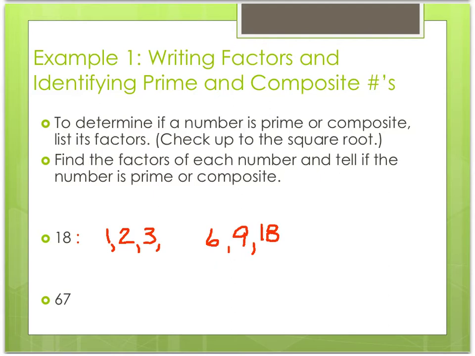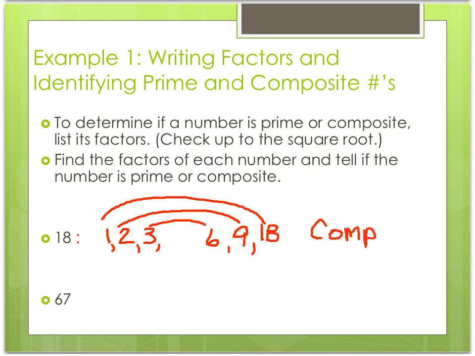Some of you might have remembered in 5th grade calling this rainbow factors: 1 and 18, 2 and 9, 3 and 6. Same kind of method. But anyway, the factors of 18 are 1 and 18, 2 and 9, 3 and 6. Because this has more than one set of factors, 18 then is a composite number.